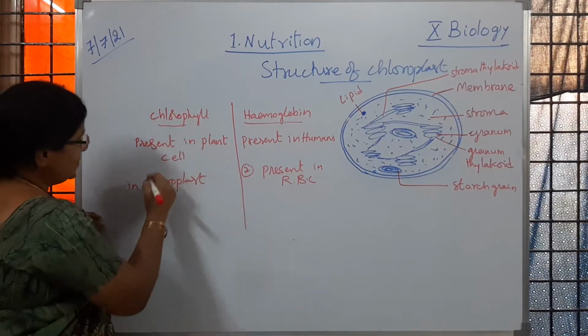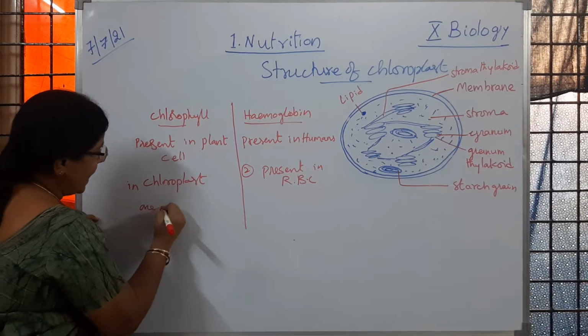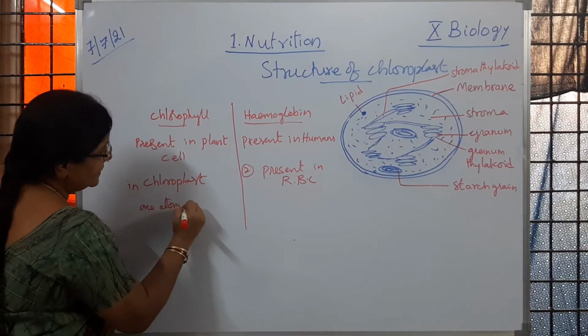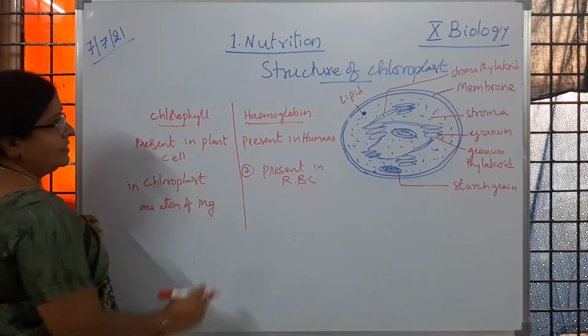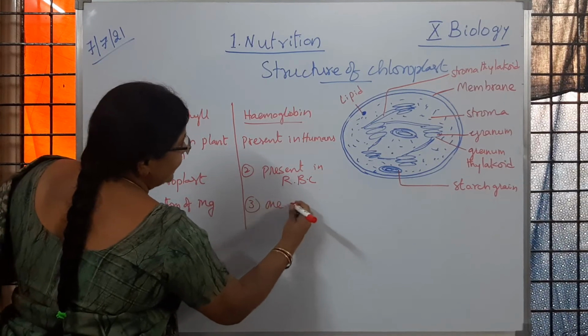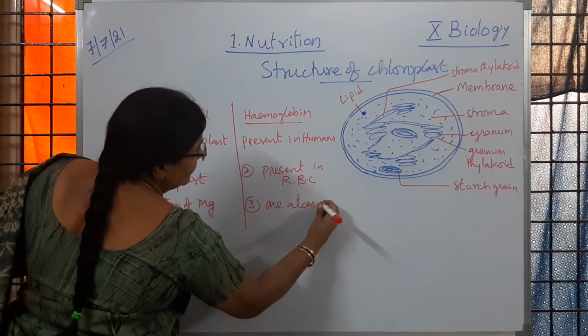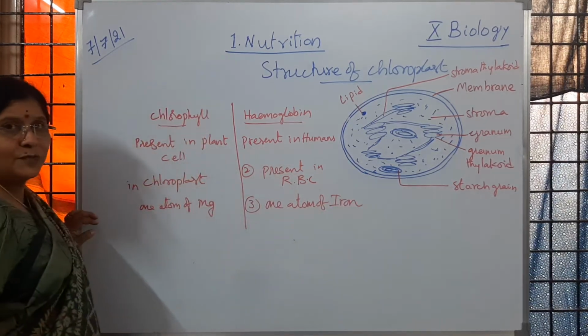Then coming to the next point. In chlorophyll, just now I said what is present? One atom of magnesium. Mg I will write. Whereas hemoglobin contains one atom of iron. One atom of iron is present.